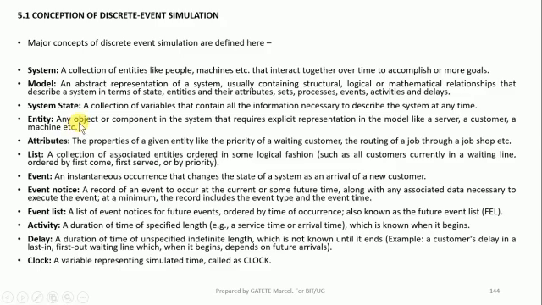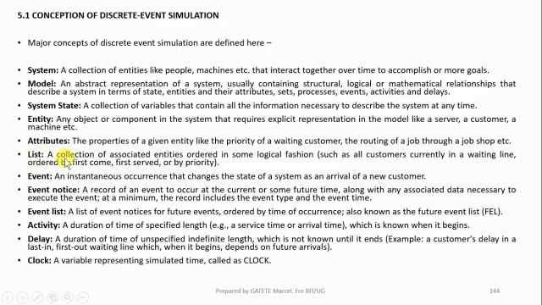So the entities must be described using attributes. An attribute is a property or characteristic of an entity. For example, a waiting customer. This is an attribute because it shows the property of the customer who is waiting. Or you can say the routing of a job through a job shop. These are attributes. You can also say customer name, customer age, and so on.